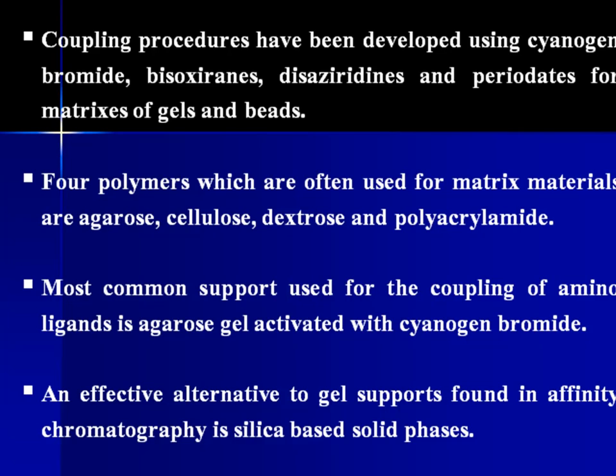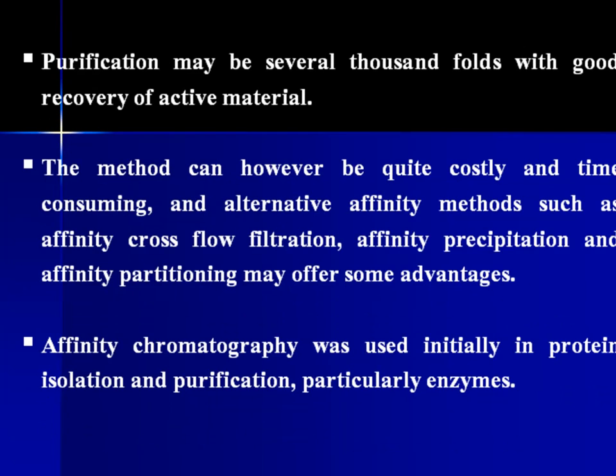The most common support used for the coupling of amino ligands is agarose gel activated with cyanogen bromide. An effective alternative to gel supports found in affinity chromatography is silica-based solid phases. Purification may be several thousand-fold with good recovery of active material. The method can, however, be quite costly and time-consuming, and alternate affinity methods such as affinity cross-flow filtration, affinity precipitation, and affinity partitioning may offer some advantages.